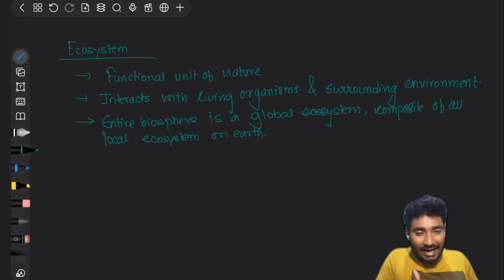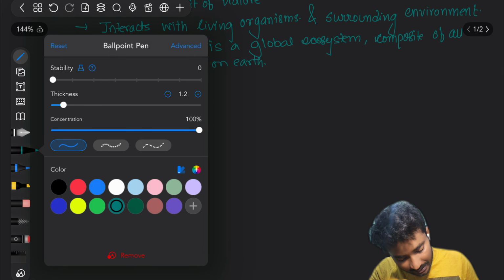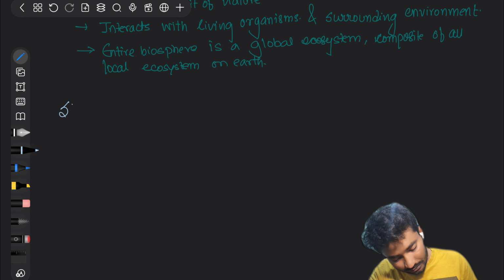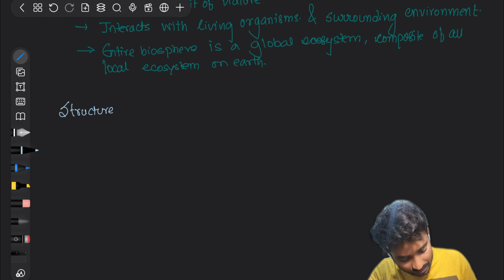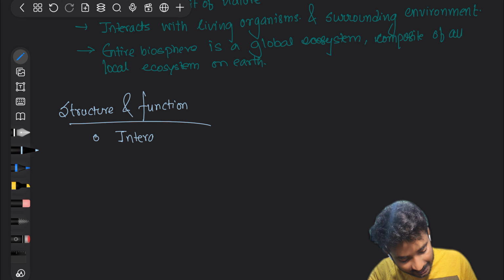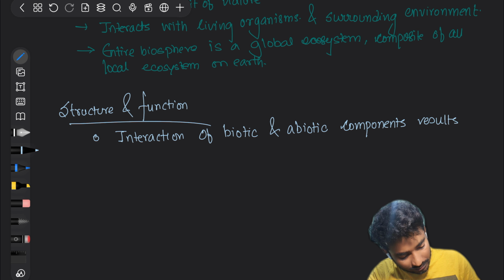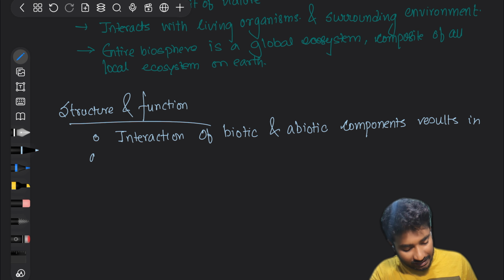Now let's come to the ecosystem, its structure and its function. In the structure and function part, the interaction of biotic and abiotic components results in a physical structure.